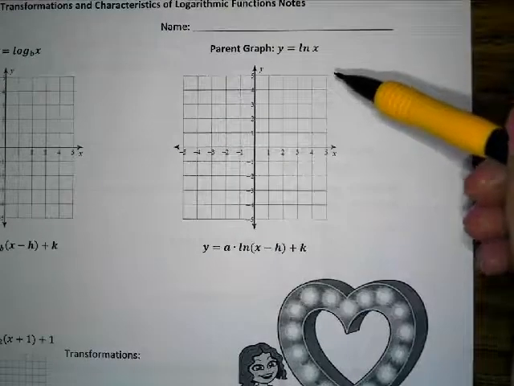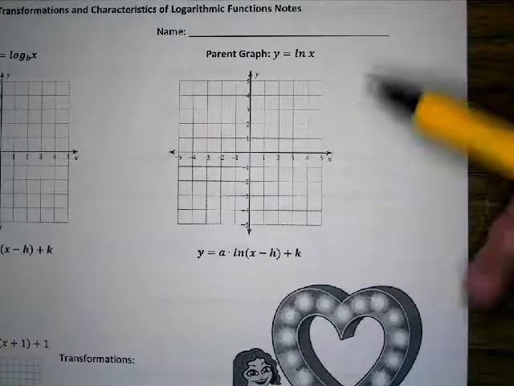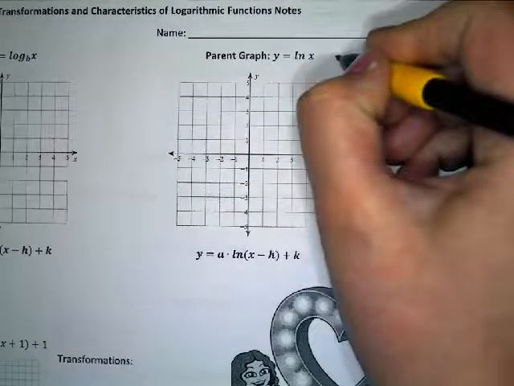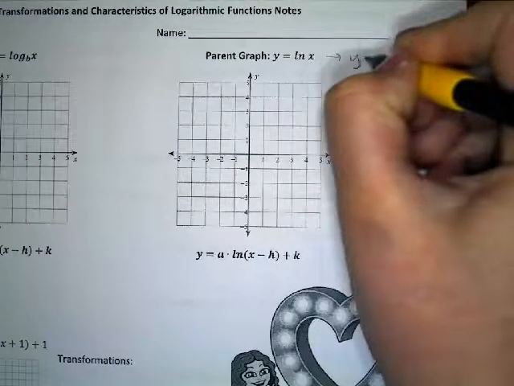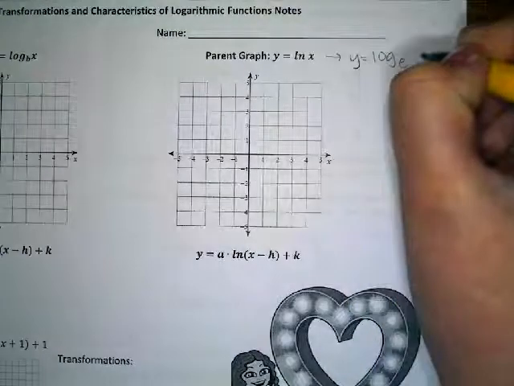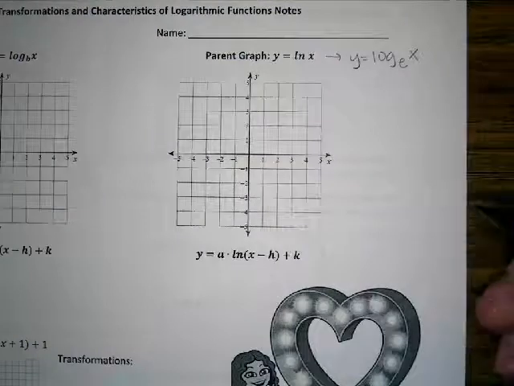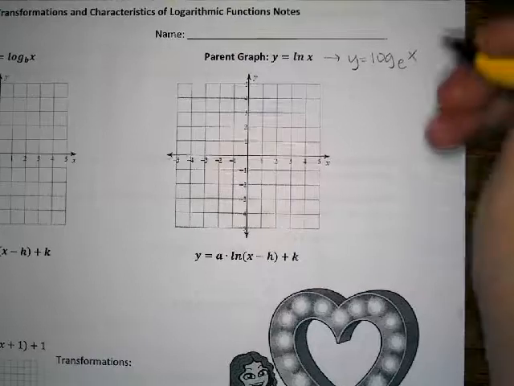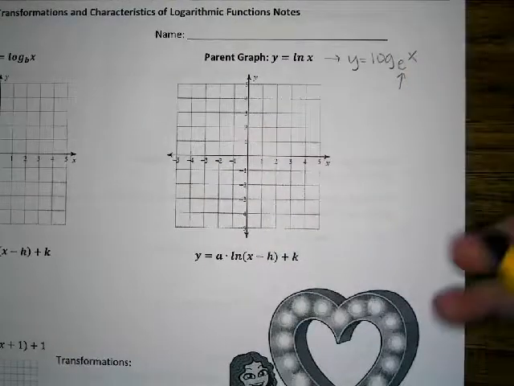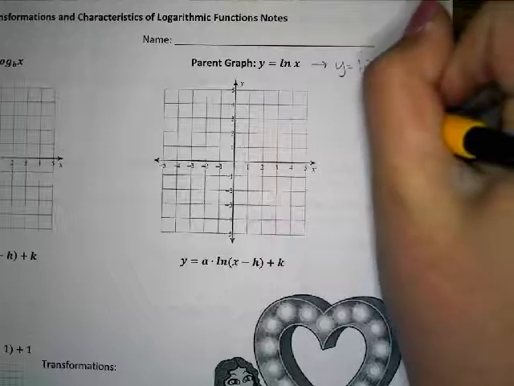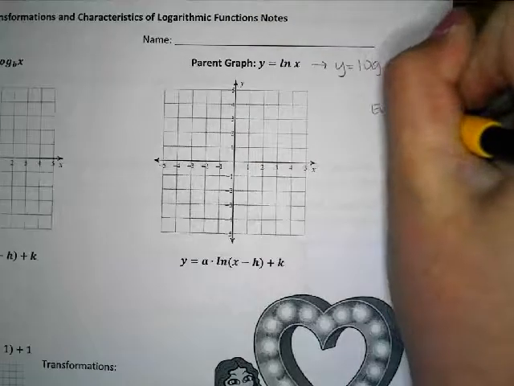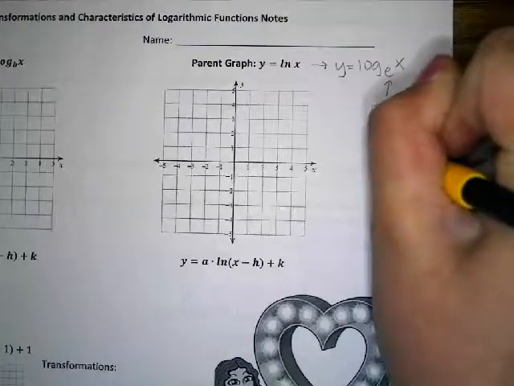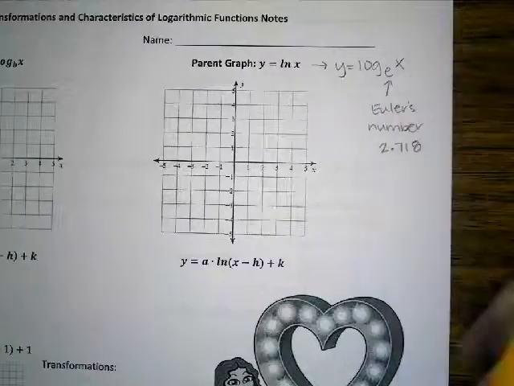So the one that we skipped in the video was y equals ln x. This is just another way of saying y equals log base e of x. And the e is the same thing that we studied last week, which is Euler's number, which is 2.718.